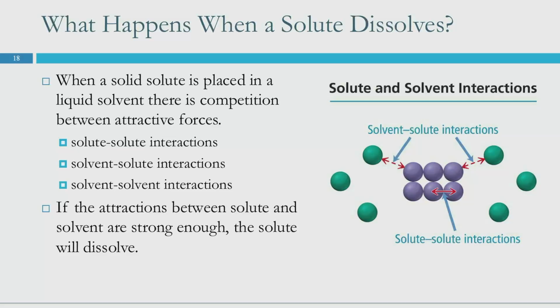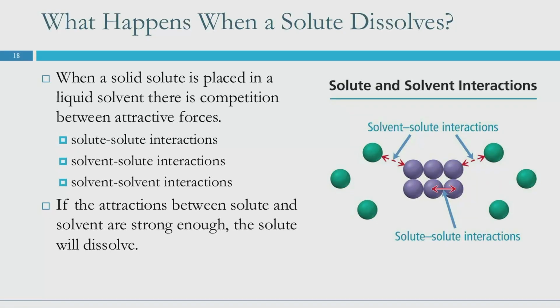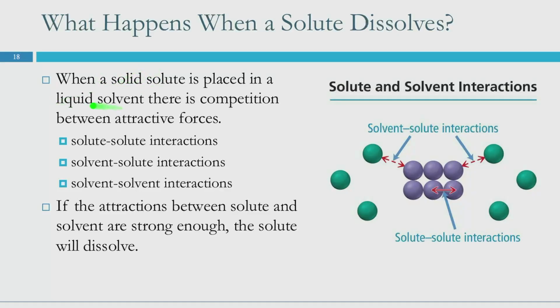So when a solute dissolves, what's happening is that we're separating the units. Whatever our smallest unit of that thing is, it's getting pulled apart. So when a solid solute is placed in a liquid solvent, we get competitive forces. There's interactions between the solvent, like our water, and our solute. There's also interactions between the solute and the solute. Sometimes the solvent-solute interaction is stronger than the solute-solute interaction, and that results in the solute, the solid, getting pulled apart. So the individual pieces get pulled apart by the solvent molecules.